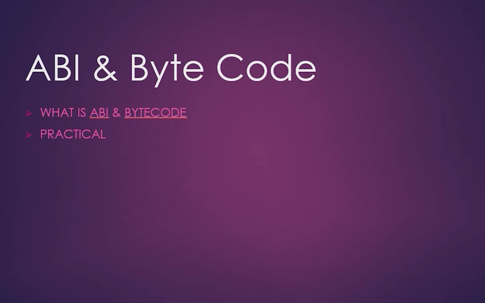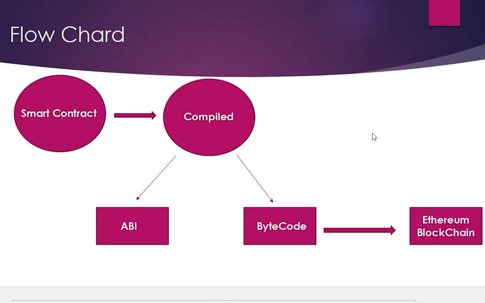First, let me show you some theory of what the ABI and the bytecode are, then we will move to the practical. This is our flowchart. When a smart contract gets compiled, it gives us the ABI and the bytecode, and then the bytecode has some instructions that go to the Ethereum blockchain.